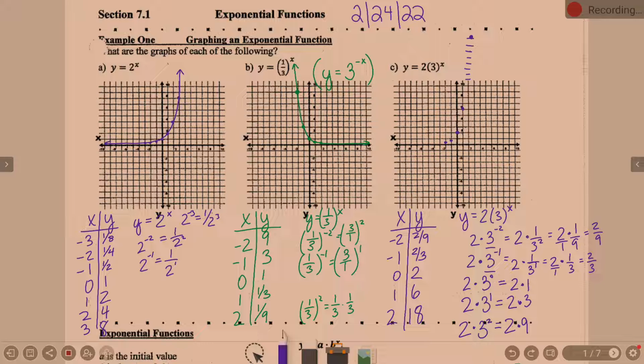Okay, what's happening here? As we go left, this graph is getting closer and closer to the x-axis, never crossing, never touching the x-axis. As it goes right, notice that it went up much quicker this time, didn't it? And that's because of the stretch.